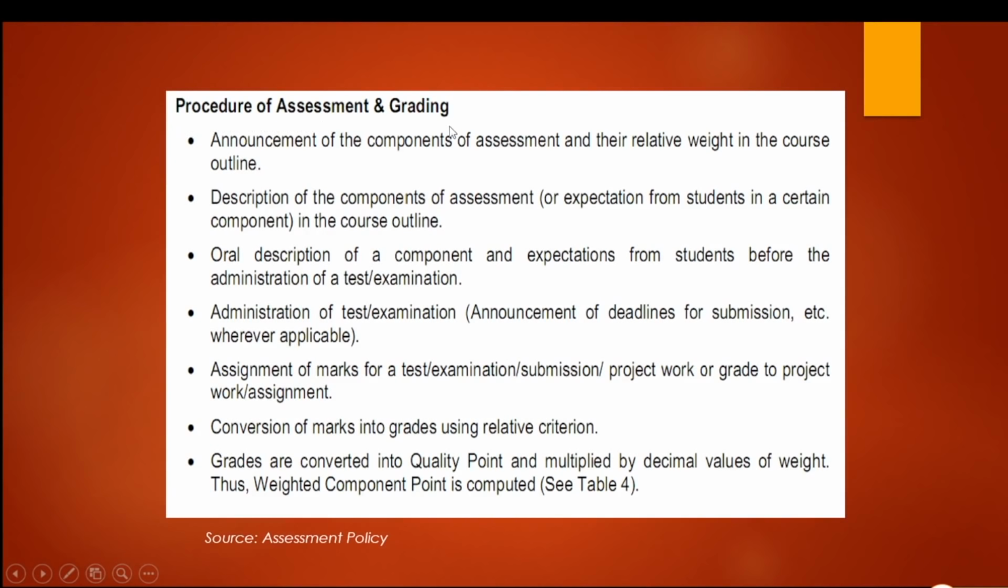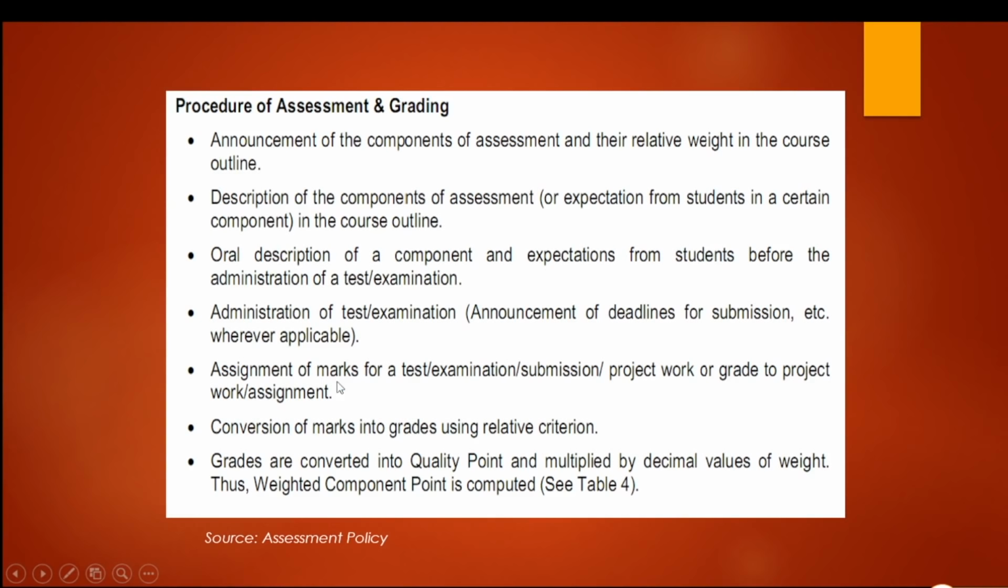The procedure of assessment and grading is announced. So announcement of the components of assessment and their relative weightage in the course outline has to be given. Description of components of assessment or expectation from the student in a certain component is also given in the course outline. Oral description of a component and expectation from the student before the administration of a test or examination is also made clear to them. Administration of test or examination and announcement of deadlines for submission, etc., wherever applicable, is told to them.